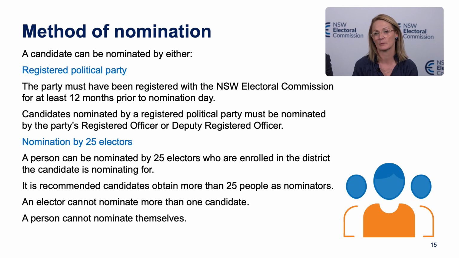As it is possible electors may not be enrolled within the district for which you are nominating, we do provide more space on your nomination form for you to provide more than 25 nominators to us at the point of lodging. We do recommend that you always provide more than the 25 nominators at time of lodging your nomination. You are reminded that a nominator can only nominate one candidate and you cannot nominate yourself.